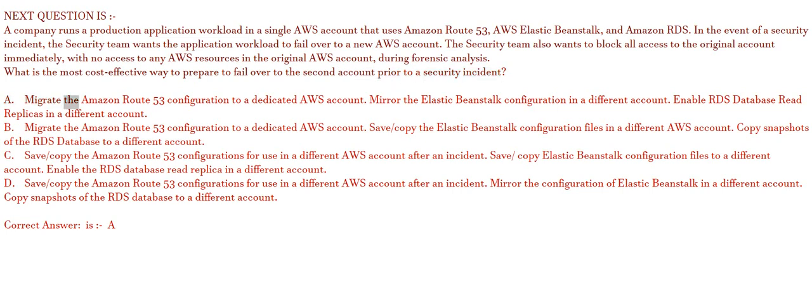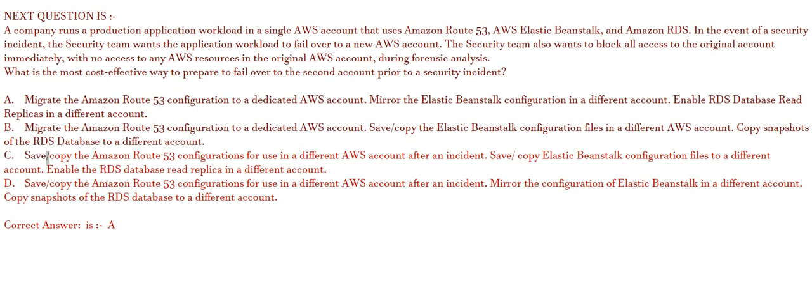A. Migrate the Amazon Route 53 configuration to a dedicated AWS account. Mirror the Elastic Beanstalk configuration in a different account. Enable RDS database read replicas in a different account. B. Migrate the Amazon Route 53 configuration to a dedicated AWS account. Save/copy the Elastic Beanstalk configuration files in a different AWS account. Copy snapshots of the RDS database to a different account.